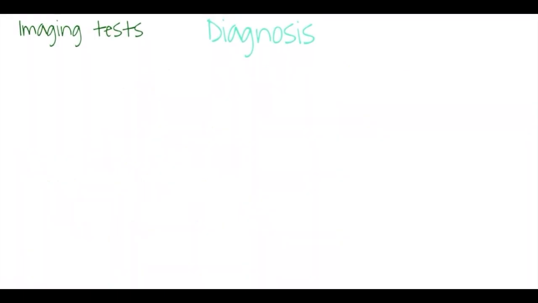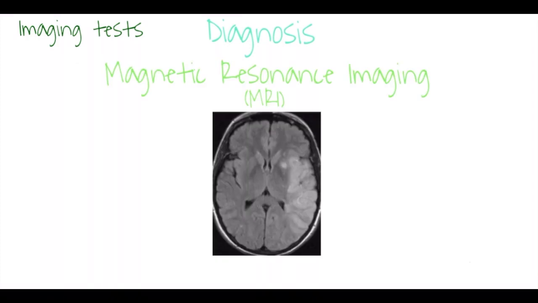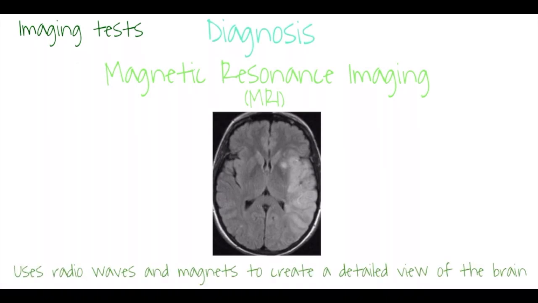Another imaging test that could be used is magnetic resonance imaging, or MRI for short. The MRI scanner uses radio waves and magnets to create a detailed view of your brain. It can detect brain tissue damaged by an ischemic stroke and any brain hemorrhages. In the MRI scan below, we see this faint white line on the right side, which is a bulging artery, signifying that there is a blood clot. As a result, an ischemic stroke was caused, and this discolored area shows the damage done to the brain tissue.